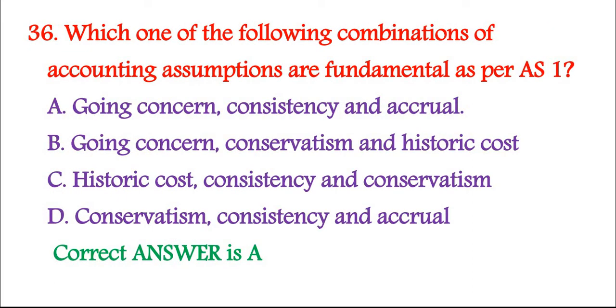36. Which one of the following combinations of accounting assumptions are fundamental as per AS 1? A. Going concern, consistency, and accrual. B. Going concern, conservatism, and historic cost. C. Historic cost, consistency and conservatism. D. Conservatism, consistency, and accrual. Correct answer is A.